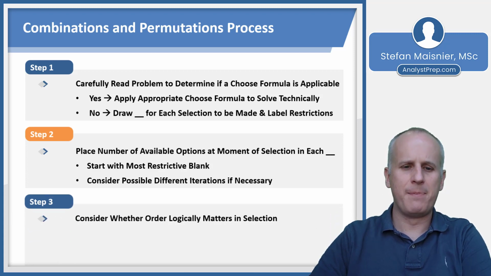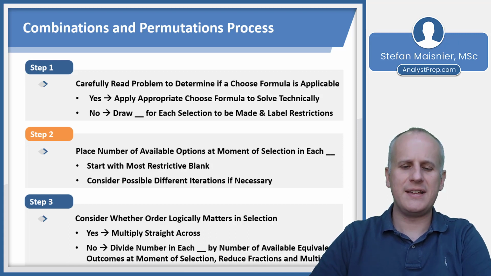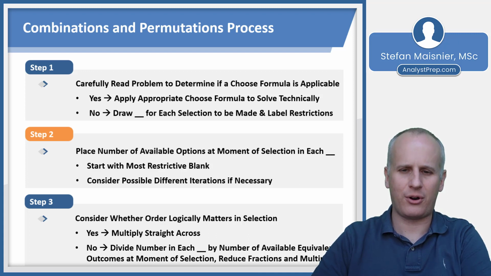And then step 3, you want to consider whether order logically matters in the selection. If the answer is yes, you just multiply straight across. If the answer is no, you'll have to divide the number in each blank by the number of available equivalent outcomes at that moment of selection, reduce your fractions, and then multiply across.